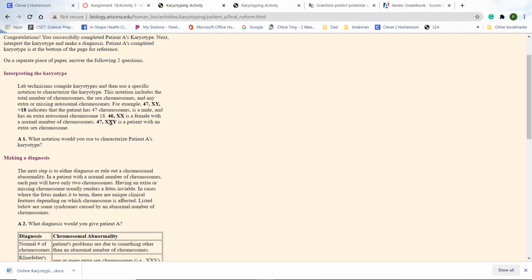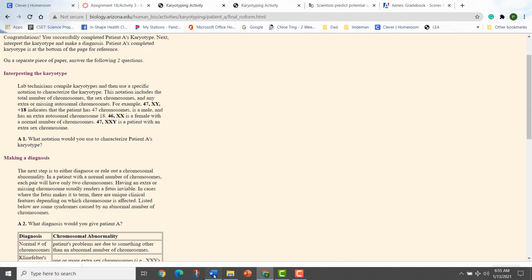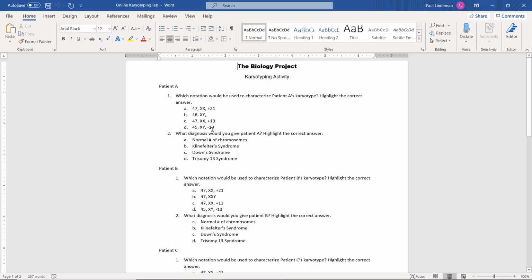So this person, 46,XX, they're normal. XX says that they're female, so it's a female with a total number of 46 chromosomes. 47,XXY means that they have an extra chromosome, and they're male, but they have an extra sex chromosome. It's a patient with an extra sex chromosome. So in your notation, you'll just be picking what it is, and you'll be highlighting the correct answer here. Right? So let's look at that, and then I'm going to turn this off and let you go to work on this.